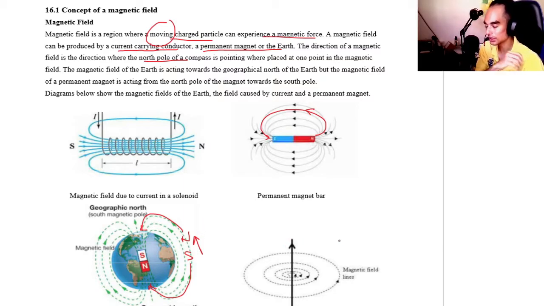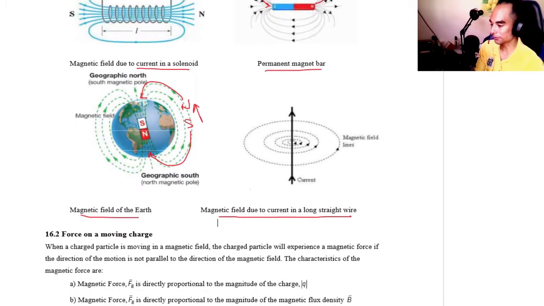Okay. And for the magnetic field, there are so many sources. Number 1 is a permanent magnet. Number 2, the magnetic field of the Earth. Number 3, due to a strong straight line current. And also current in a solenoid. So three or four of them will produce a magnetic field.